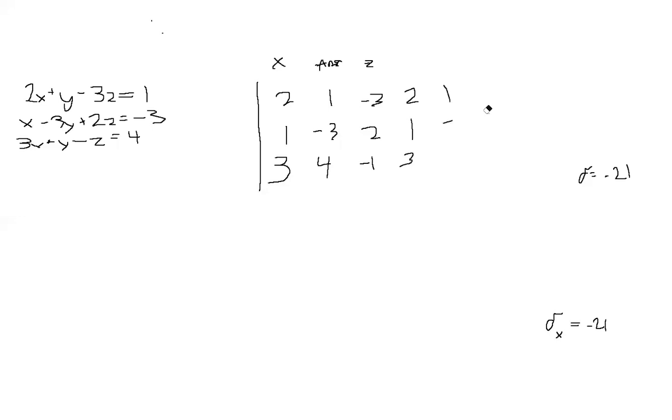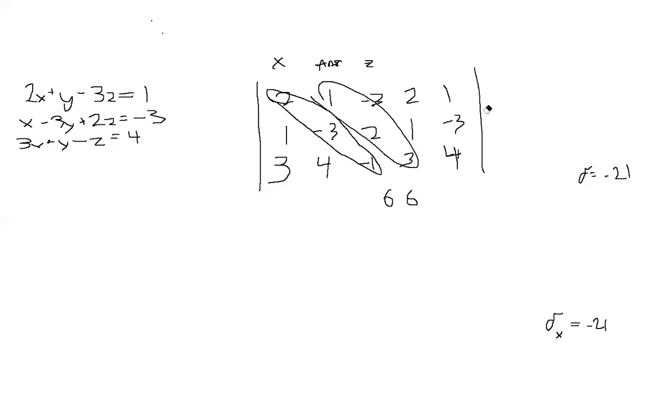Okay. And once again, we have to find the determinant. So 2 times -1 times -3, 6. 1 times 2 times 3 is 6. -3 times 1 times 4 is -12. So you add those up, you get 0. Okay. Then going the other way, hold on.